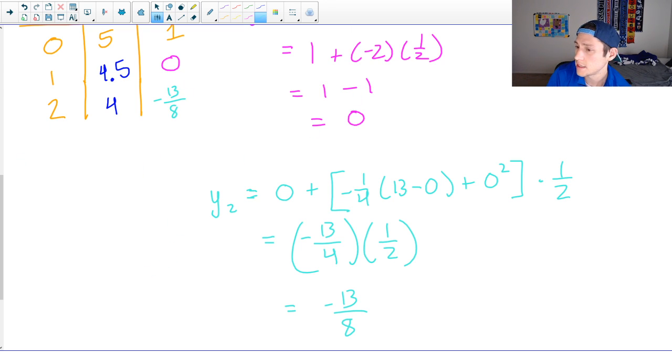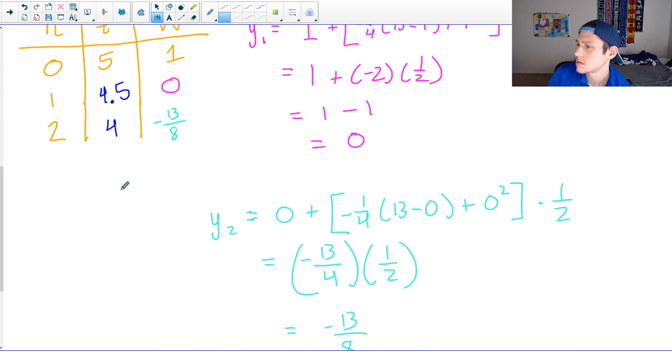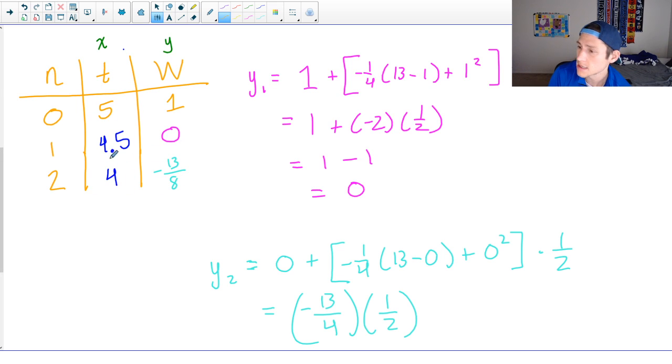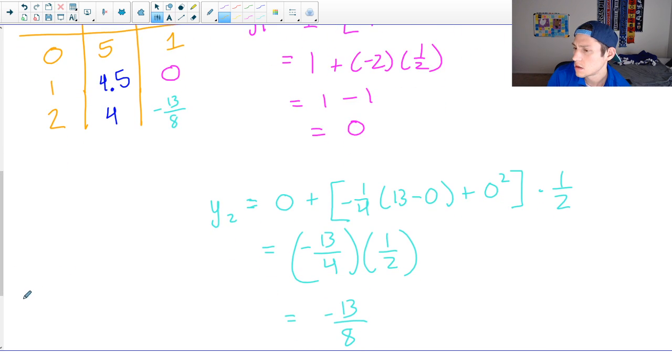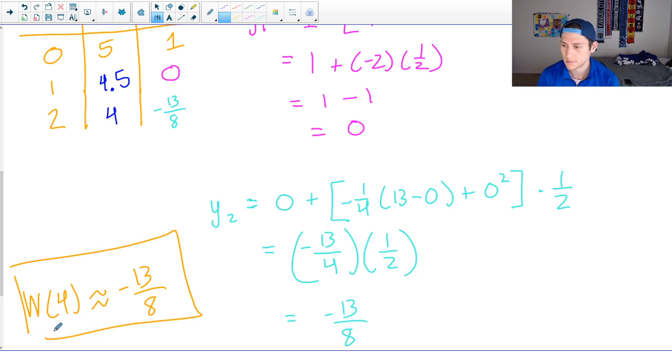And that's all I needed to find. So what does this actually mean? This represents the approximation for what w is whenever t is 4. So w of 4 is approximately negative 13/8. Thanks to good old Euler and his wonderful formula. What a guy.